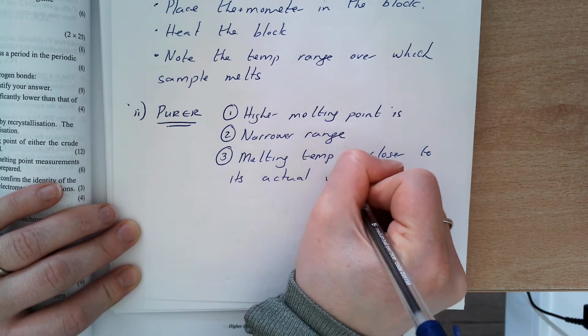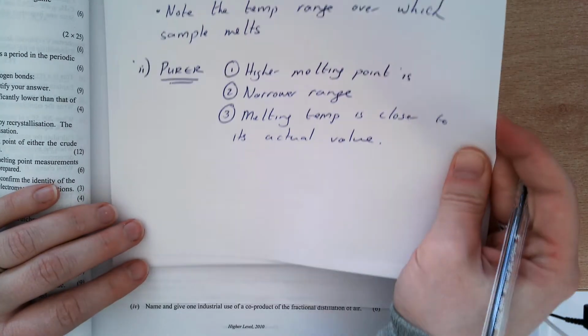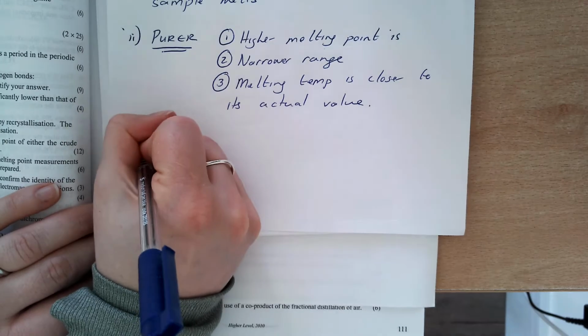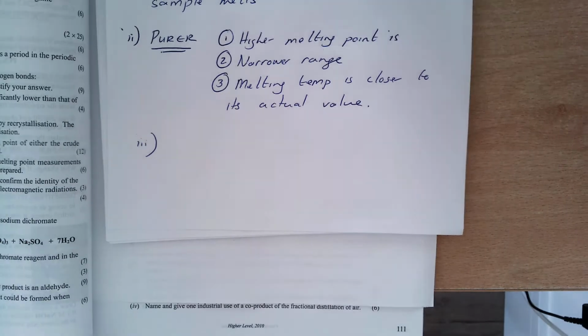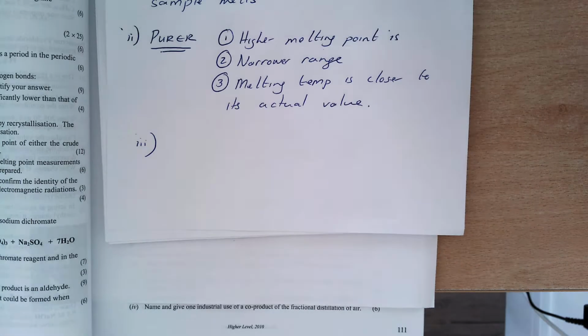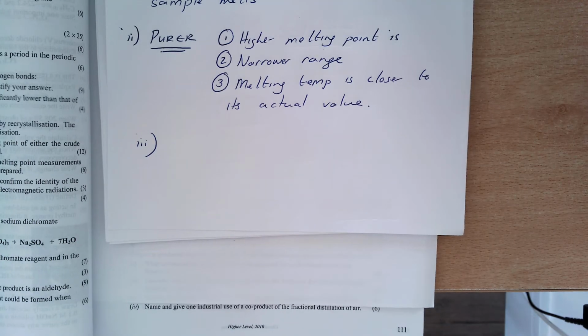Every single substance really has their own unique melting point. Melting point is considered a characteristic property. Okay, so again, I will be looking at that when I do the experiment, but always purer means it'll have a higher melting point, it'll have a range that's narrower, and it will have a temperature that's closer to its actual value.